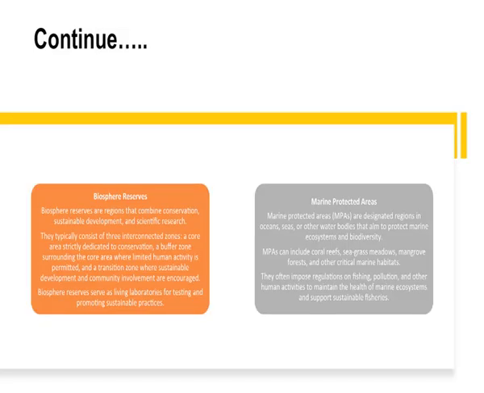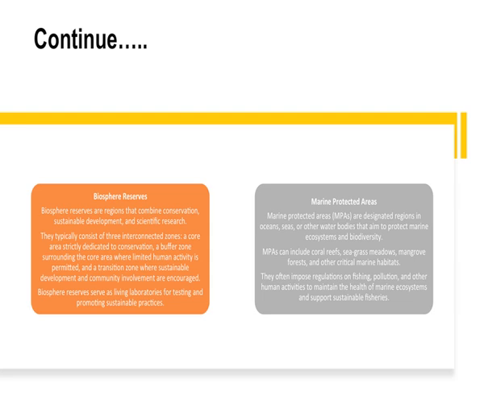Now, biosphere reserves. Biosphere reserves are also a type of protected area which combines conservation, sustainable development and scientific research. They typically consist of three interconnected zones: a core zone dedicated to conservation, a buffer zone which surrounds the core area where limited human activity is permitted, and a transition zone where sustainable development and community involvement are encouraged. So, biosphere reserves serve as living laboratories for testing and promoting sustainable practices.